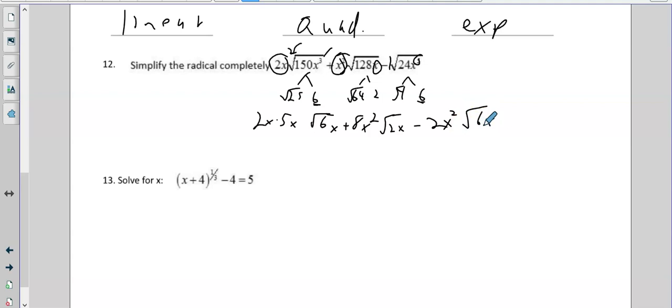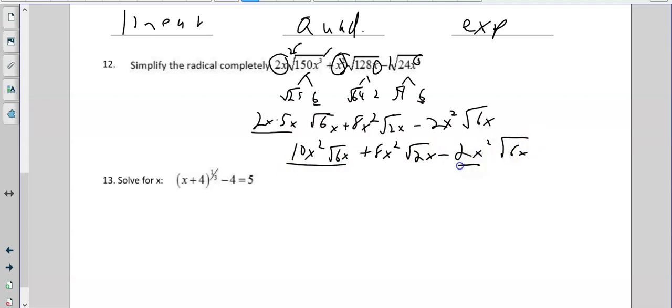Now look what's happening here. On here, we have 10x squared times the square root of 6x. Then we have plus 8x squared, both x squareds, but notice the radical is different, so we cannot combine those. Minus 2x squared, another x squared, along with the 6x, like terms. These two can combine, not the middle one. So 10 minus 2 is 8, so we're left with 8x squared, radical 6x, plus 8x squared, radical 2x.